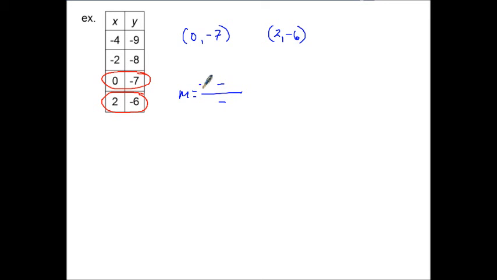So I've got my y2 is negative 6 minus my y1, which is negative 7, and then my x2 is 2, and my x1 is 0. So again, just work on the numbers, but be careful with them. Negative 6 minus negative 7 is going to give me a positive 1. 2 minus 0 gives me a 2. And that is an unreducible fraction, so that would be my final answer.